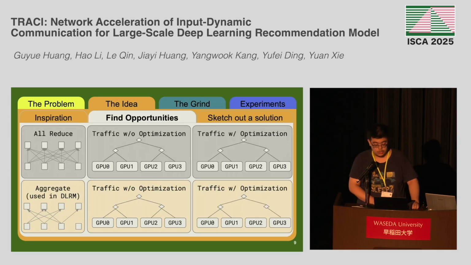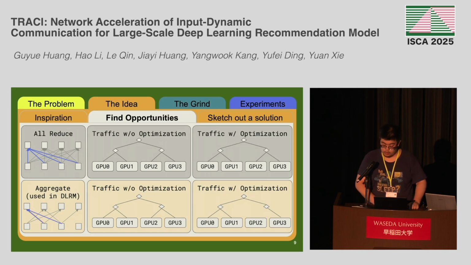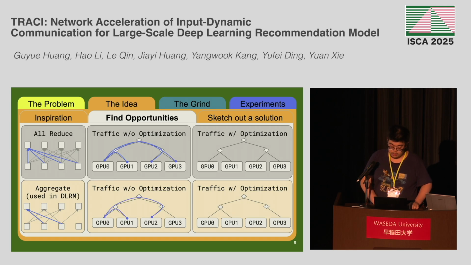So in this slide, we'll show how to utilize the output reuse. Here, one request could ask for multiple responses in reduce and aggregate operations. In this pattern, we also need to send data one by one without optimization, like GPU 1 sends data to GPU 0, and then 2 to 0, 3 to 0.